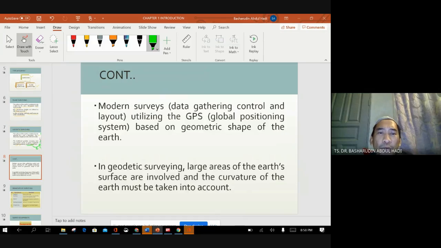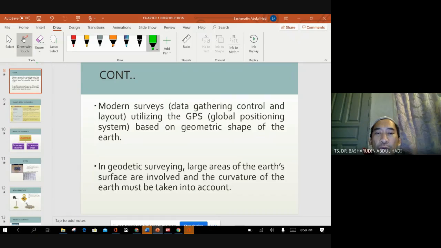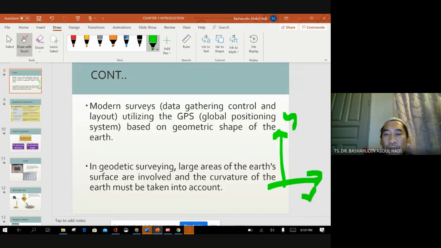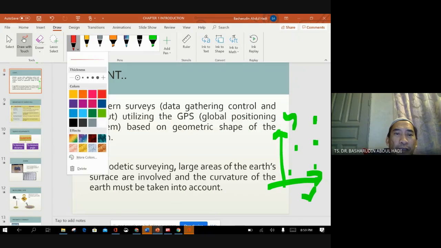Continue. Modern survey, data gathering, control and layout utilizing the GPS, global positioning system, based on the geometric shape of the earth. So GPS, I think we call it Waze, we call it Google Maps, all of those are using GPS. So GPS is something like they're using the coordinates, so X and Y. So from one position they go to another position, going to another position. So from that, they know the distance. They know the distance. So they do not measure the angle and distance.